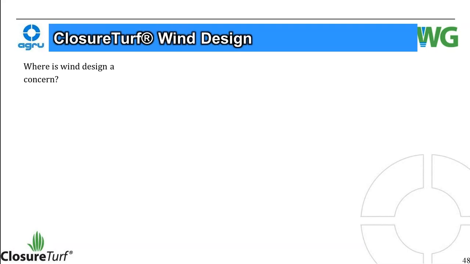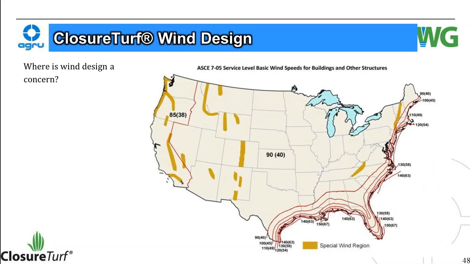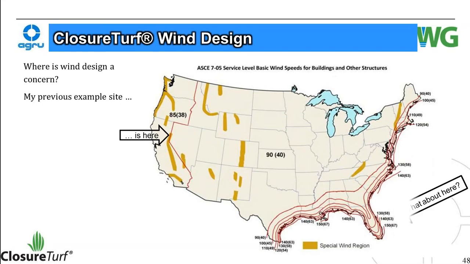Now, where is wind design a concern? Well, using ASCE 7, this is from the 2005 edition. There's a 2010 out where I think these wind speeds increased a little bit. There could be a 2015 out right now. But my previous example site, the 115 miles per hour, was here, a special wind region of northeastern California.